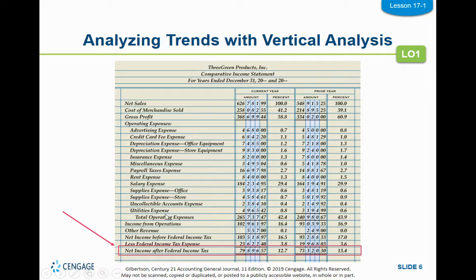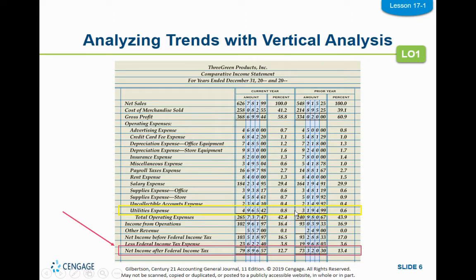So in this example, we're going to look at this net income after federal income taxes. In the current year, that ratio is 12.7. Last year, it was 13.4. So if you look at that trend, our net income went down almost about 0.5%. Then I'm just going to pull out a couple of examples here. Utilities expense. Our utilities expense went up a little bit from 0.6 to 0.8. So that's an increase in utilities expense.